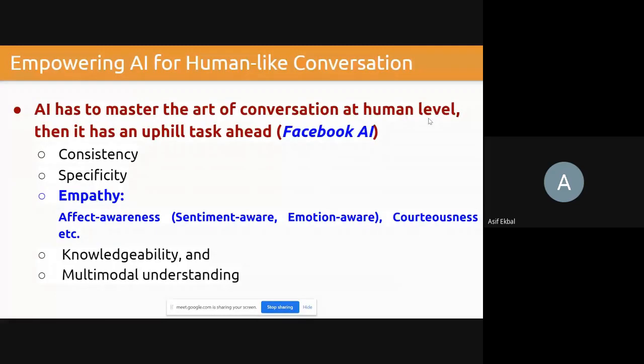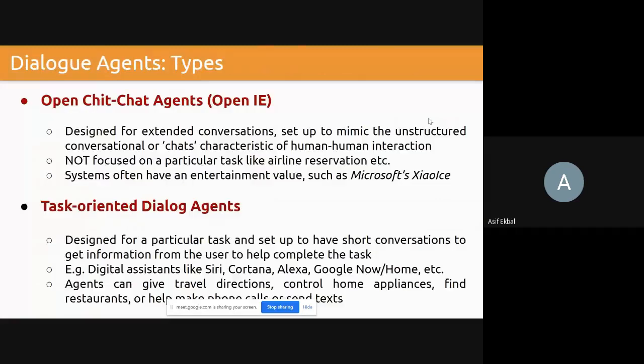Now, with all these, I will mainly talk about how you can make it more empathetic. Typically, there are two kinds of chatbot. We call it a chatbot, conversational system, conversational AI system, or a dialogue system, all the same thing. One is the open chit chat agent, and the other one is a task-oriented dialogue agent. What is open chit chat? Open chit chat means you can arbitrarily ask any kind of questions. Google Now, for example, you can ask any kind of questions to it.